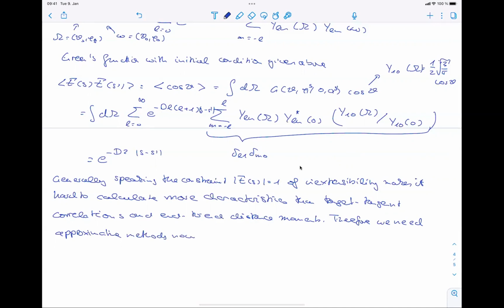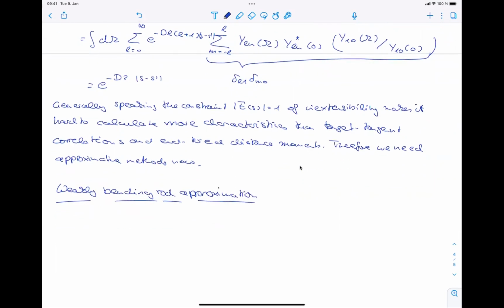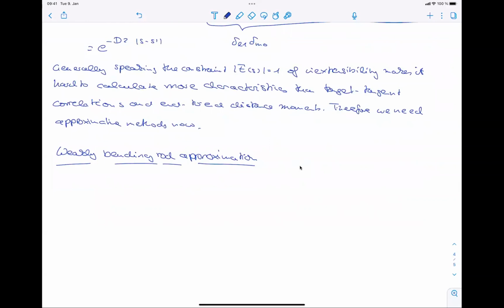Right. And in this realm, I would like to introduce you to the concept of the weakly bending rod approximation, which has proven very powerful. I believe it's really useful to see a lot of different strategies of how you can approximate problems, because that's typically where the challenge for the researcher lies. I'm like, hey, I can't solve the problem. Surprise, this is always what happens.